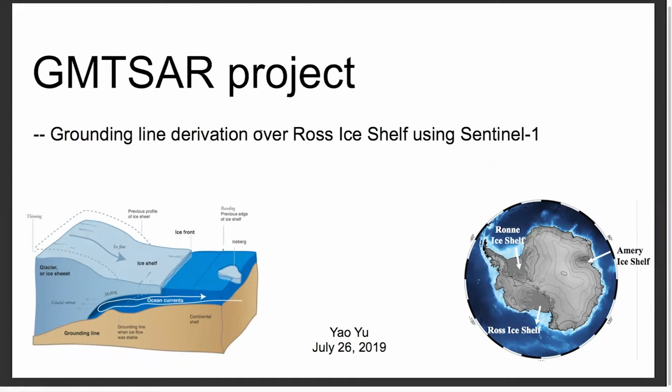So I'm going to talk about the grounding line. Grounding line is basically the boundary between ice shelf and ice sheet. Here in this figure from Leo, I showed the three major ice shelves and the region I'm going to look at here, somewhere in Ross ice shelf.